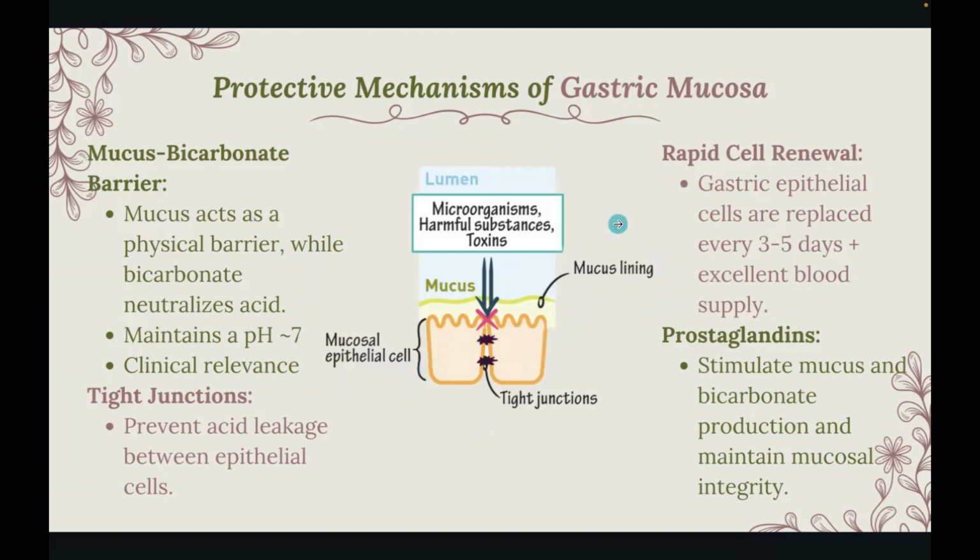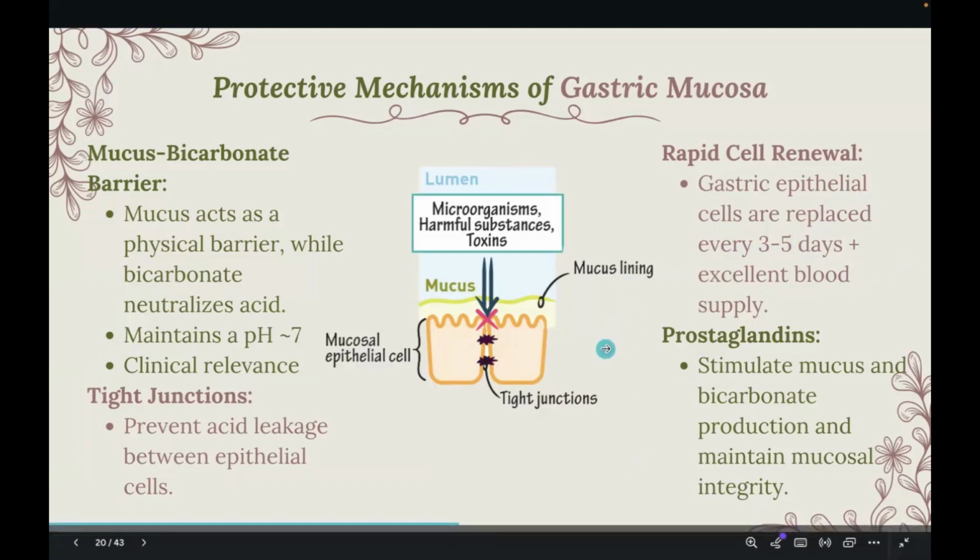Another mechanism is the fact that the stomach has a very excellent blood supply. As you guys will take in anatomy, there's an extensive blood supply to the stomach and the whole GI. And this is really helpful because if a portion of the cells get damaged, we have very fast renewal. Within every 3 to 5 days, the gastric epithelial cells are being replaced, all of them, whether they're damaged or not, they're just shedding. And this is very, very good.